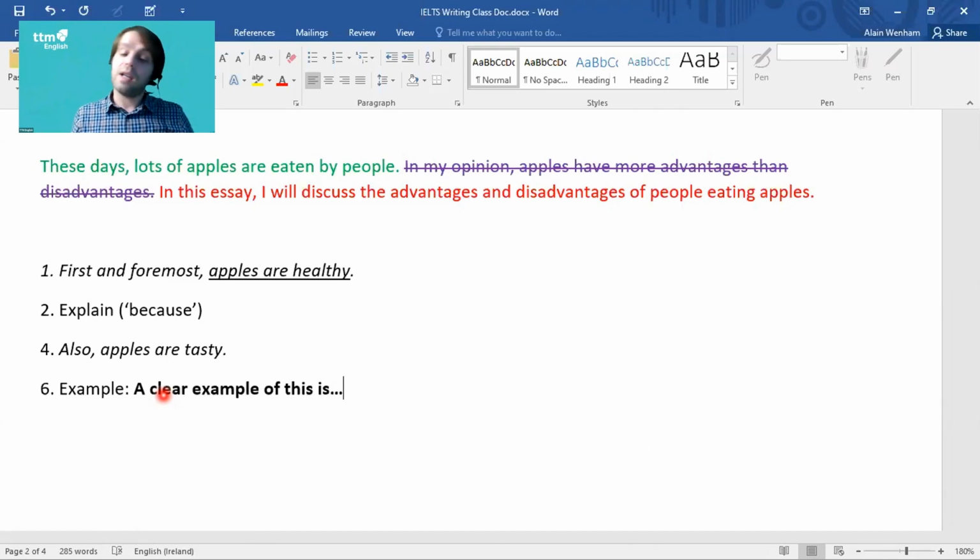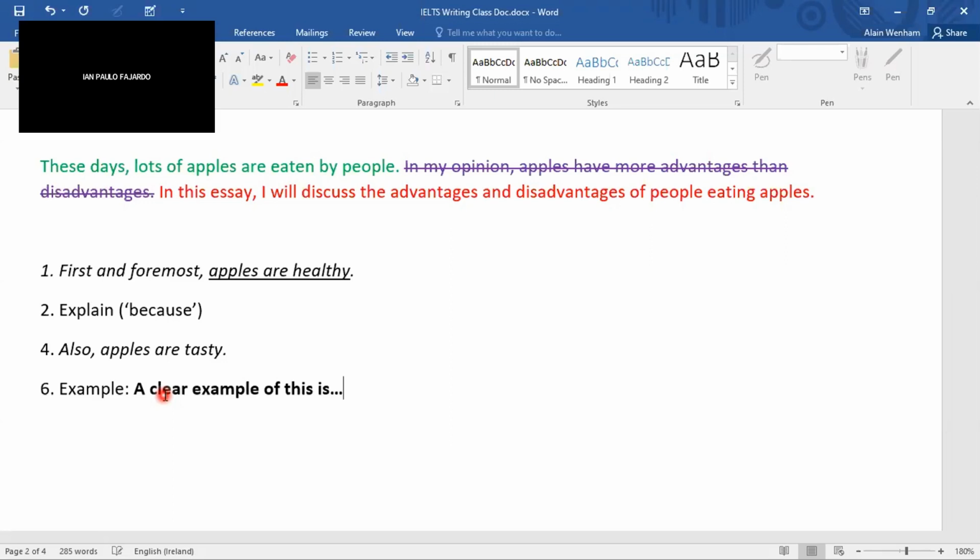Now that was simple, and next week I'm going to show you how to make your language a bit more complex. But if we don't get the ideas right now, then we'll end up getting 6, even with good language. Okay, Ian, can I hear yours?